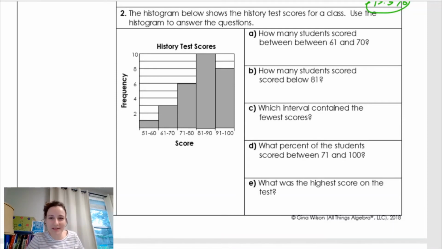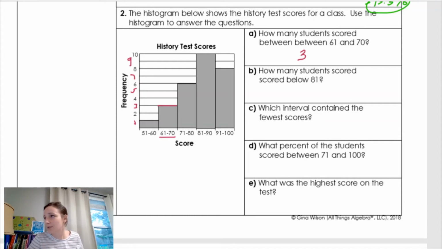All right, so how many students scored between 61 and 70? So here's my interval, 61 and 70. And notice again that my graph is jumping a little bit. So I go from 2 to 4. Well, what's in between 2 and 4? 3. So these intervals are going by 2. So 1, 2, 3, 4, 5, 6, 7, 8, 9, 10. Okay, so we have 3 students in that category.